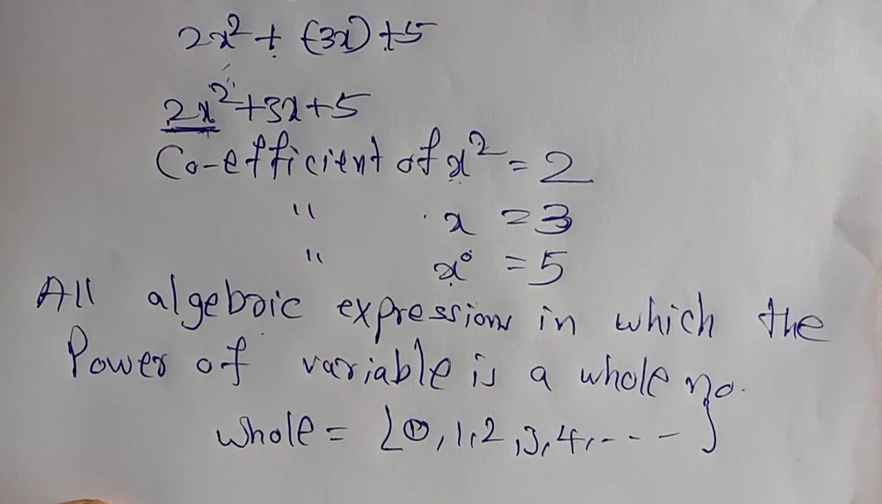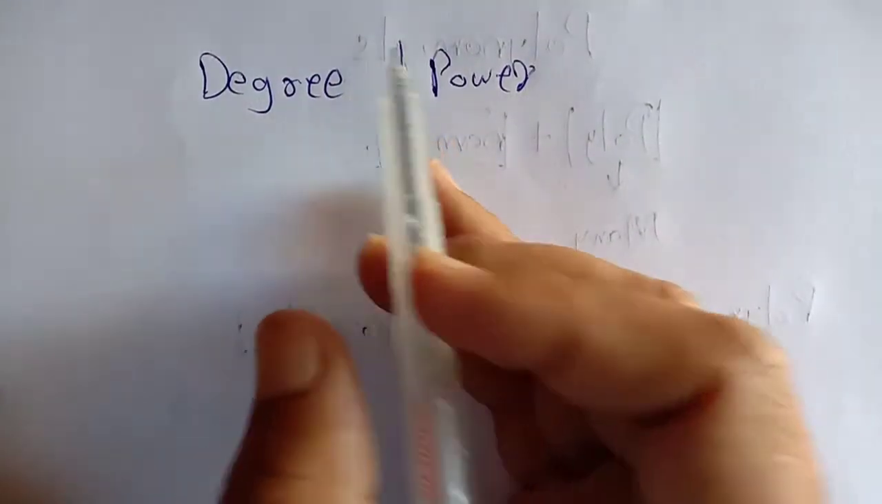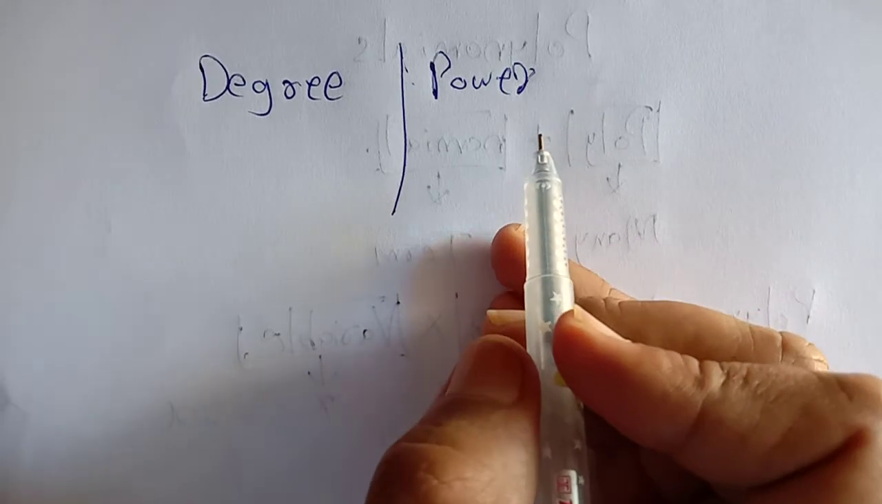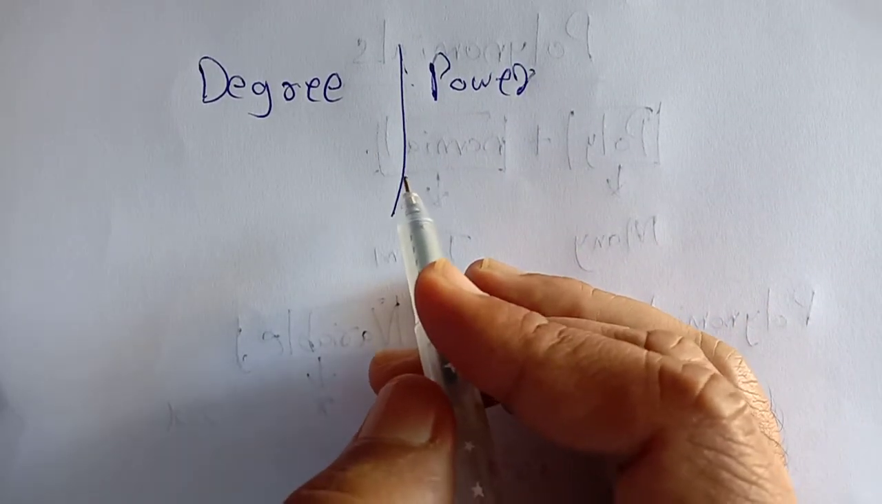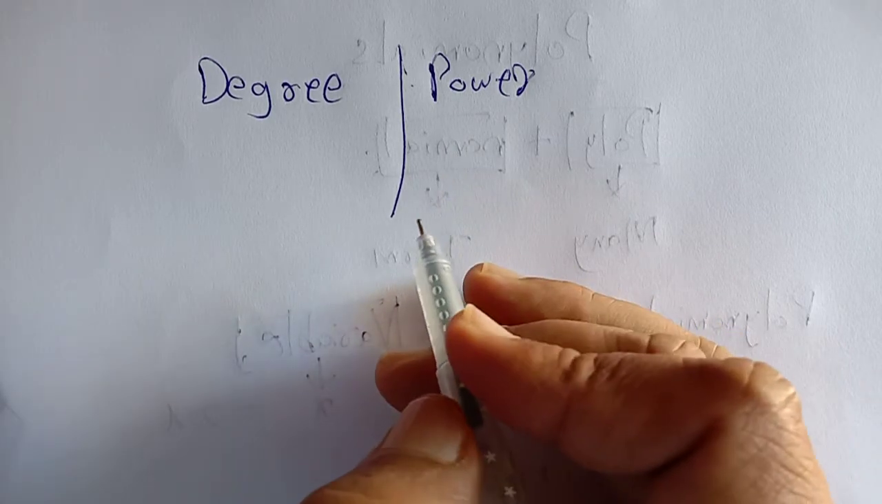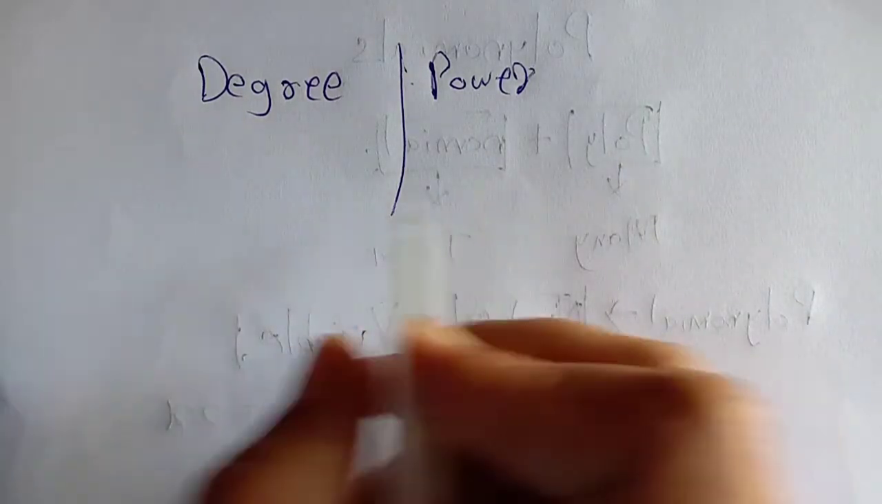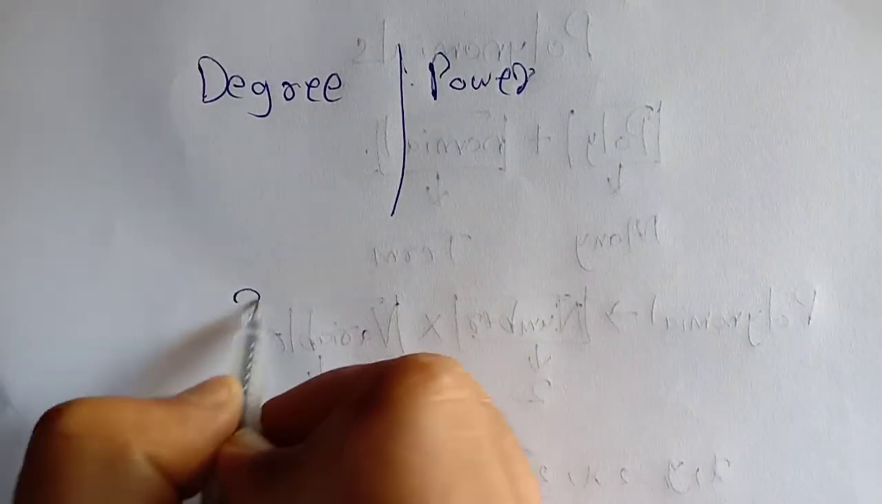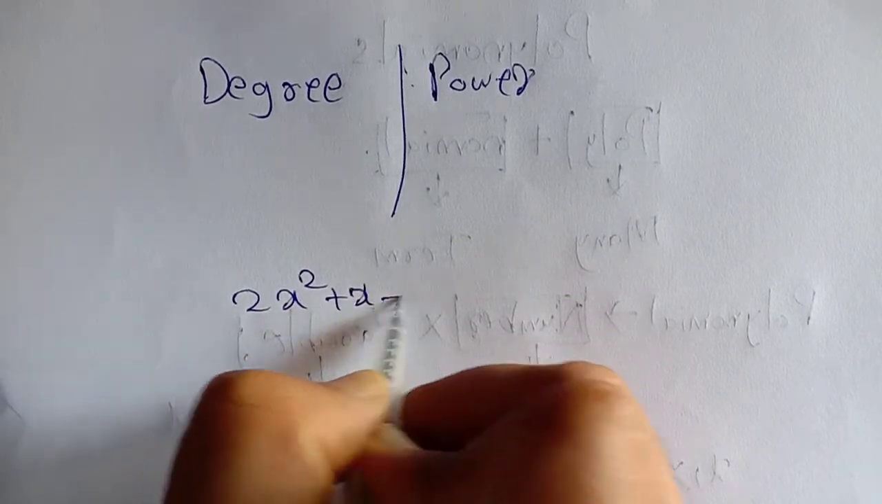Okay, students. Now let us understand the difference between degree and power. Because these words are going to be used in this exercise. In polynomials, we can see the degree of the polynomial, and power also is very useful. So here I will write one example, one polynomial: 2x square plus x plus 1.